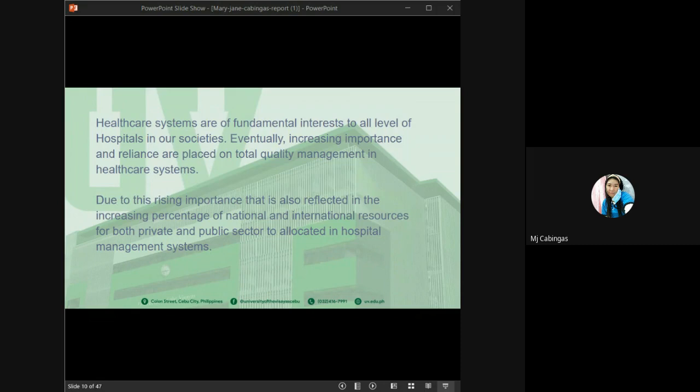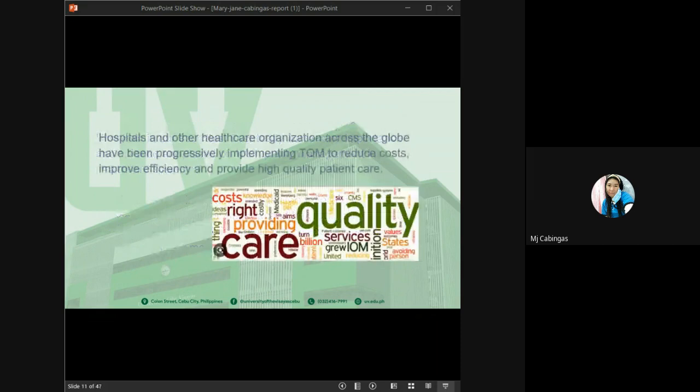Healthcare systems are of fundamental interest to all levels of hospitals in our societies. Eventually, increasing importance and reliance are placed on total quality management in the healthcare system. Due to this rising importance, it is also reflected in the increasing percentage of national and international resources that both the private and public sector allocate in hospital management systems. Hospitals and other healthcare organizations across the globe have been progressively implementing TQM to reduce costs, improve efficiency, and provide high quality patient care. Next slide.